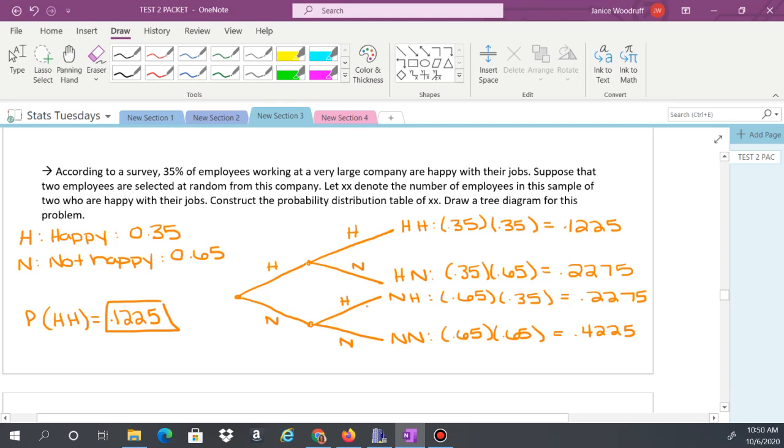So if this was an actual survey in an actual company, they would say, well, the probability that 2 people are happy is only 12%. That might be something we want to do to boost morale around here. Okay, so that's how companies make decisions.